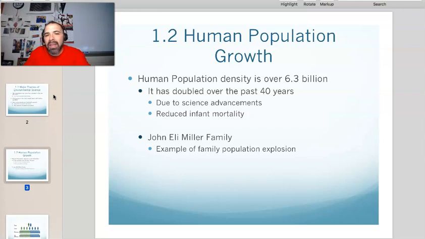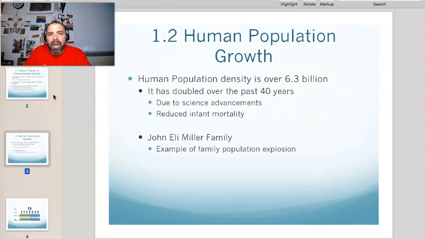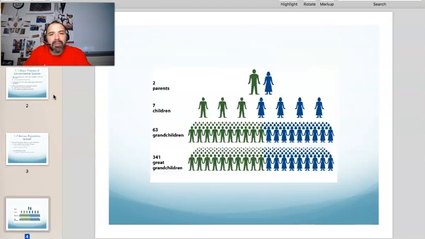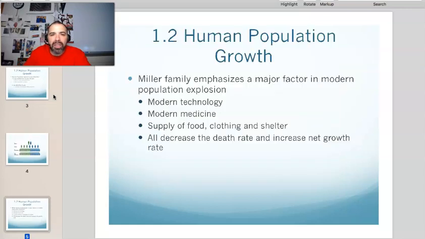Human population is over 6.3 billion. It's probably a little bit higher than that, actually closer to 7. It has doubled over the past 40 years, and again, it's due to advancements in science, medication, those things. We do have reduced infant mortality, which is the number of infants dying at birth or at a certain age. When we think about a John Eli Miller family, that's an example of population explosion. Two parents had 7 children, 63 grandchildren, and then 341 great grandchildren. This gives you an idea of how quickly population can grow.